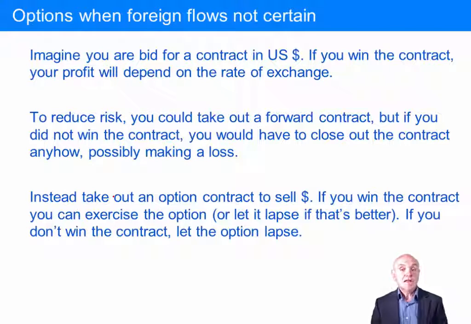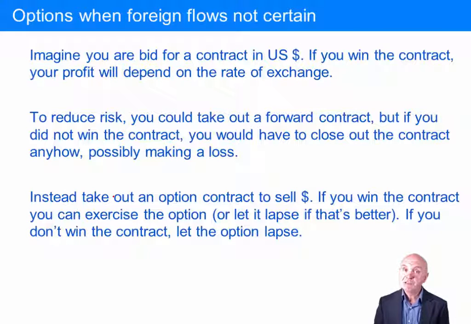However, if you were to take out a forward contract, I will go to the bank in a year's time with my $10 million I'm getting from the contract, and if you didn't win the contract, you're nevertheless going to have to close out that contract. And you could maybe make a loss on that. So what you can do is you can take out an option.